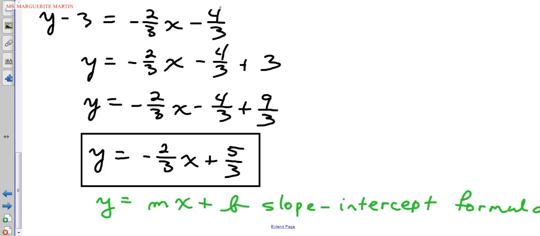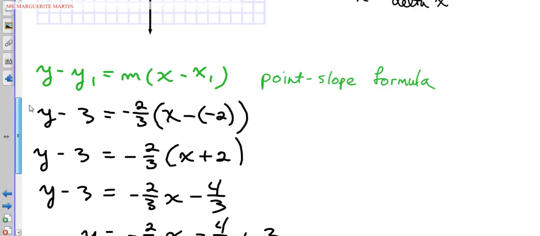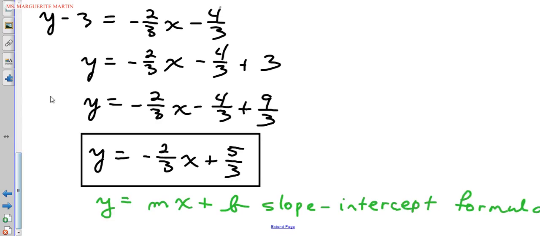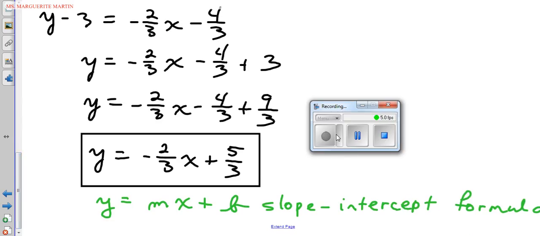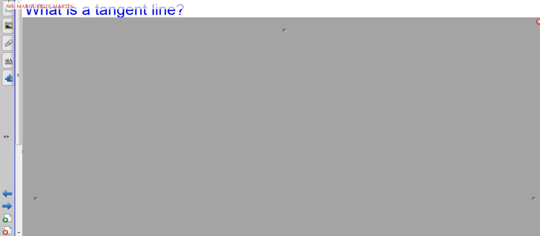And then underneath that in green, I want you to write y equals mx plus b. That's your slope-intercept formula. Get those clear. One is your slope-intercept formula, and the one we started with was the point slope formula. Now let's move on to the next page.